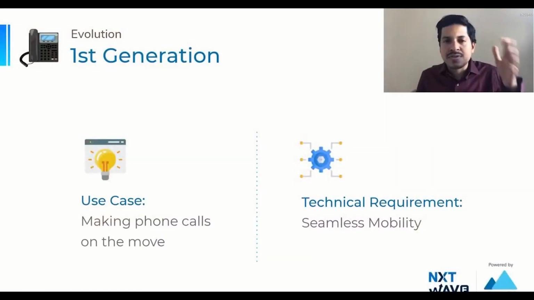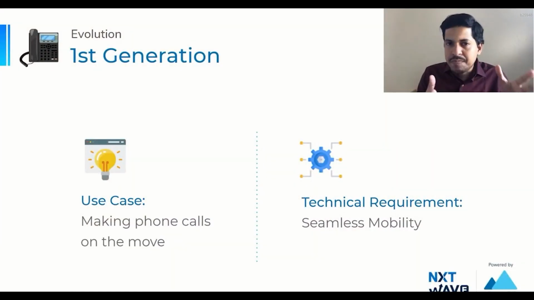First generation, this was 1980s. Remember, in those days, we used to have only landlines to make and receive phone calls. The internet was not mainstream yet. So in first generation, the use case was very simple, which is, can we make phone calls when we are on the move? Is it possible to make phone calls while we are on the move? That was the use case. Very simple. Can we make mobile phone calls?